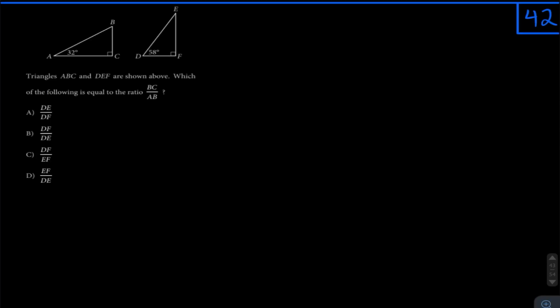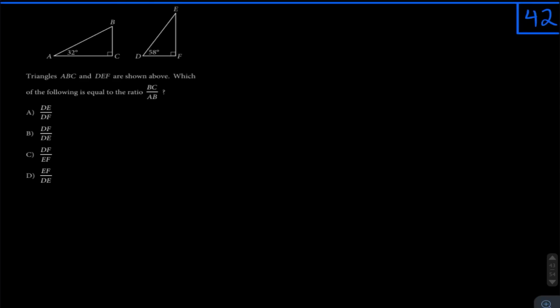Just looking at this, if we're thinking about ratios, that might trigger something in your mind to think about similar triangles. When we're talking about ratios between two triangles, that's similar triangles. And so maybe these are similar triangles. Let's look at those angles. If those angles match up, then they are.